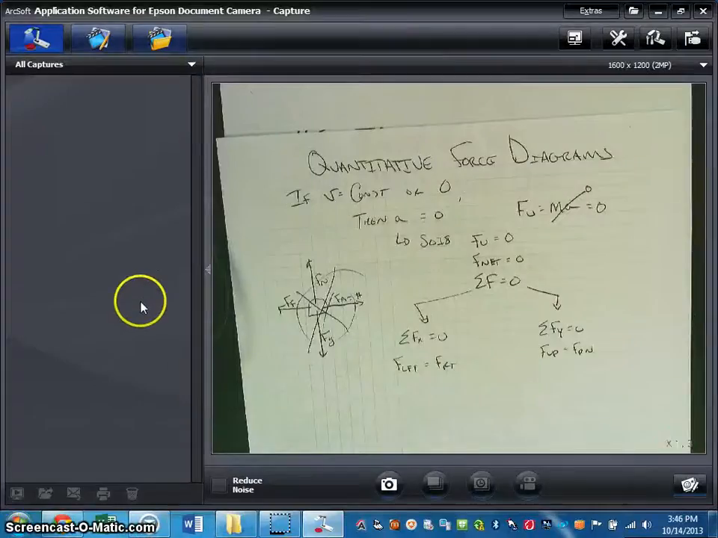Hopefully that helps you guys study how to qualitatively and quantitatively draw your force diagrams.